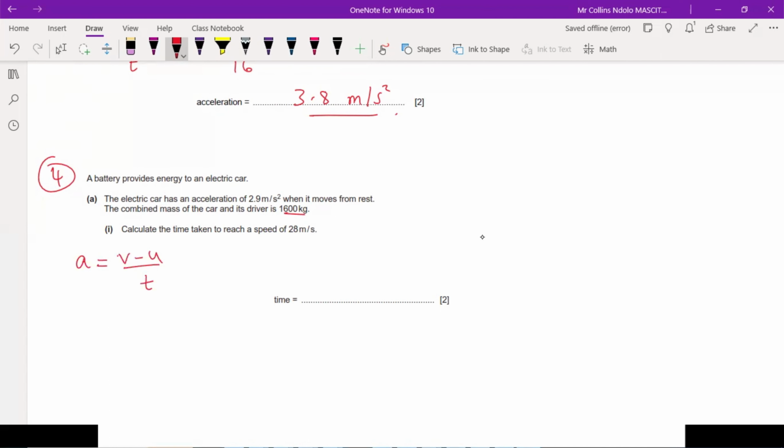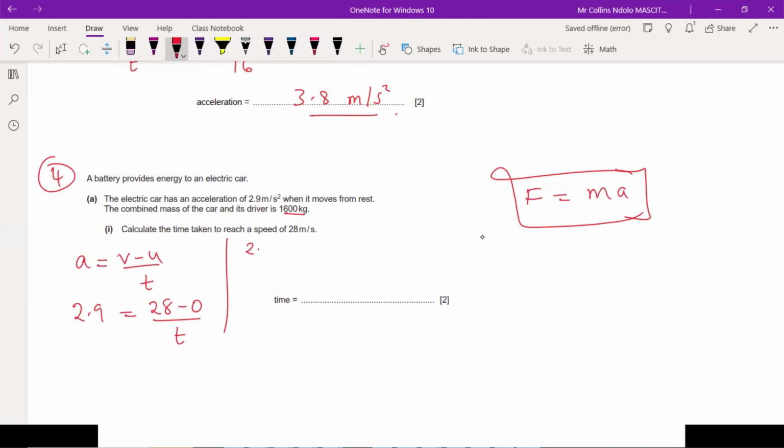But just in case you are wondering why we have mass there, there's a formula which you're going to learn later on about resultant force, which we need when we want to know how force affects the motion of any particular body. So here we have been given acceleration, which is 2.9. V is 28. Initially, it was moving from rest, so minus 0, over the time taken, which we are looking for. So from here, we will have 2.9 is equal to 28 over t.